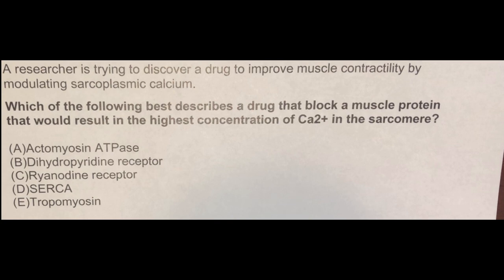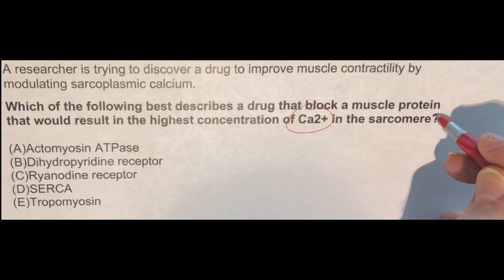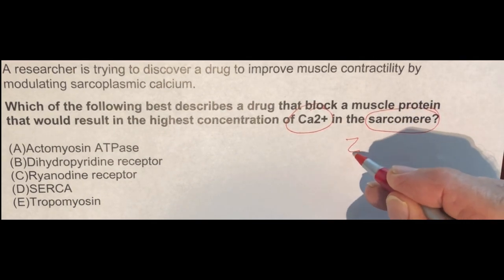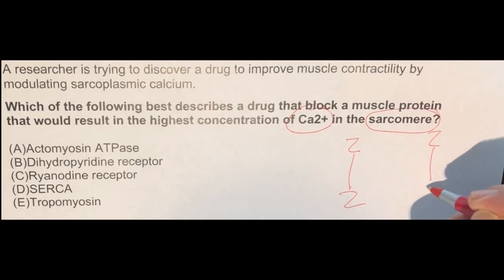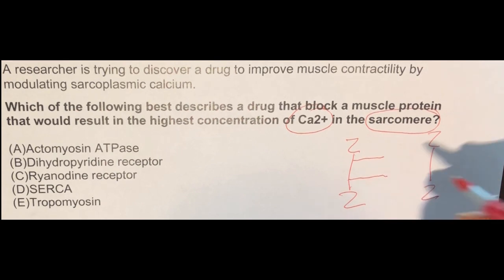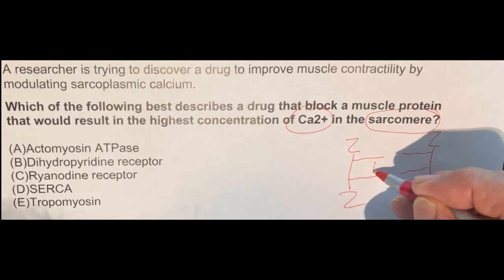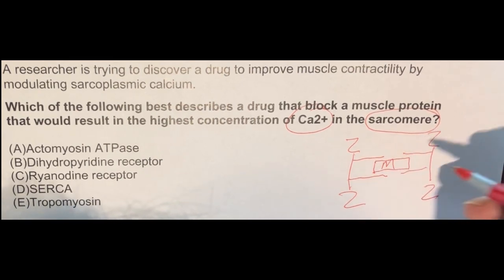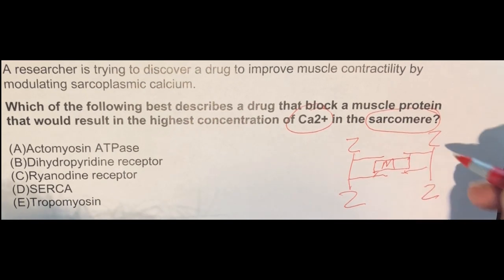We're looking for calcium in the sarcomere. How do we get a high concentration of calcium in the sarcomere? Well, we have to know where calcium comes from. Remember, we have this sarcomere, Z-lines with actin, thin filaments attached to the Z-lines. Those are the thin filaments, and then we have the thick filament known as myosin. And it's the cross-bridging between actin and myosin.